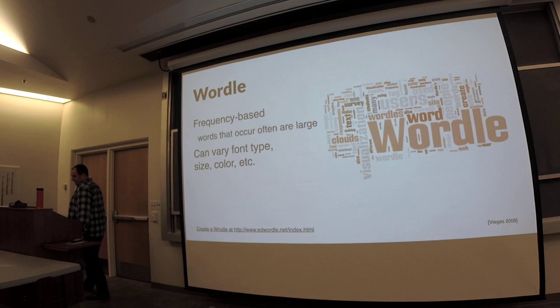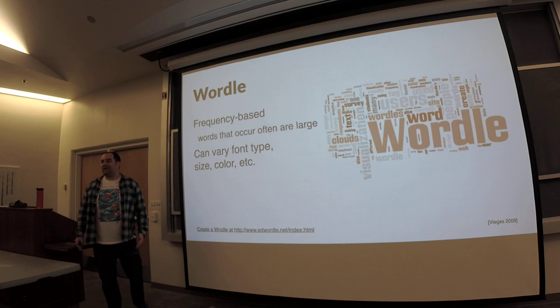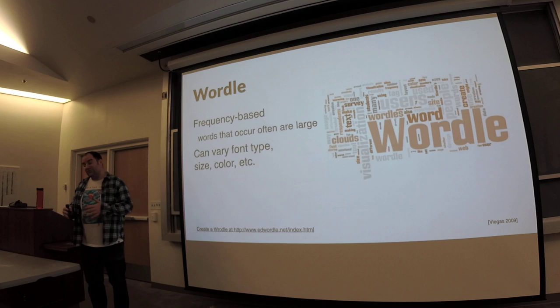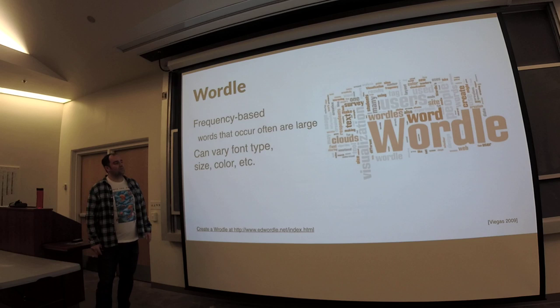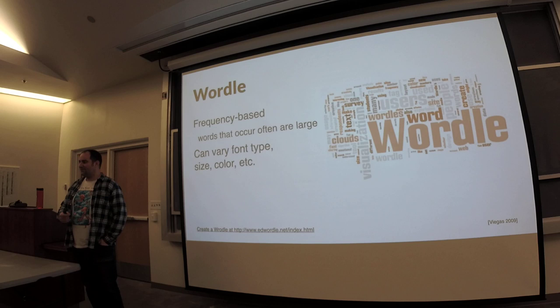The thing that you have probably seen is the Wordle. A Wordle is based on a paper about Many Eyes from Fernanda Viegas and Martin Wattenberg in 2009. That's a very simple approach. You count the words in a document or in the text that you provide to this algorithm, and then you scale them by frequency, and then you nest them. So why do you think it is nested like this? Safe space. Safe space is one argument.